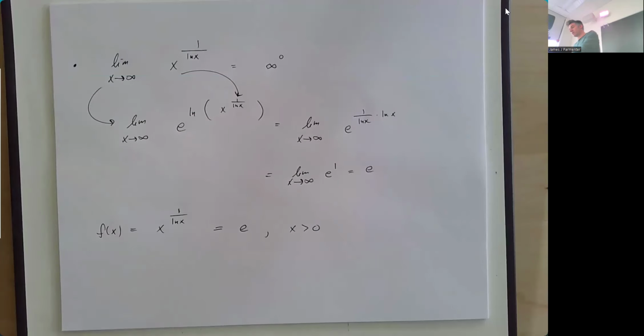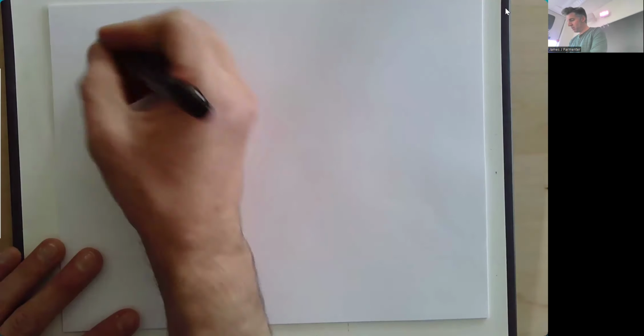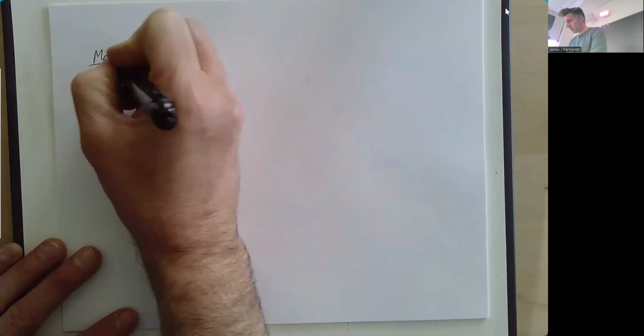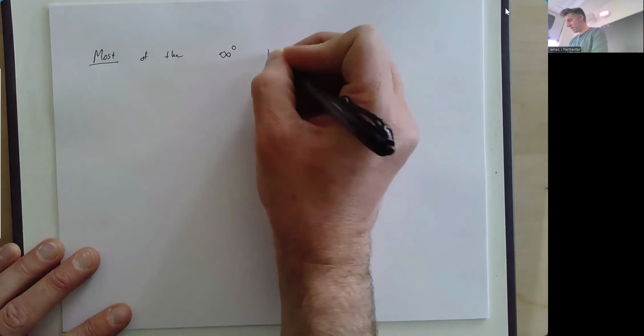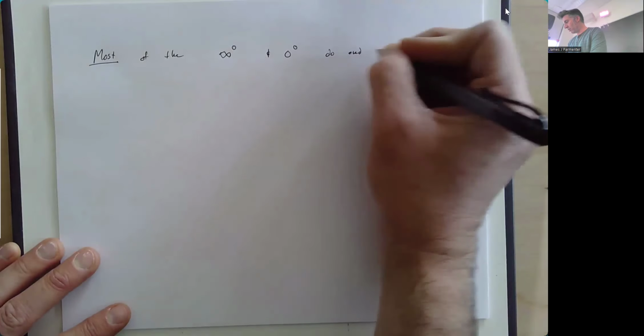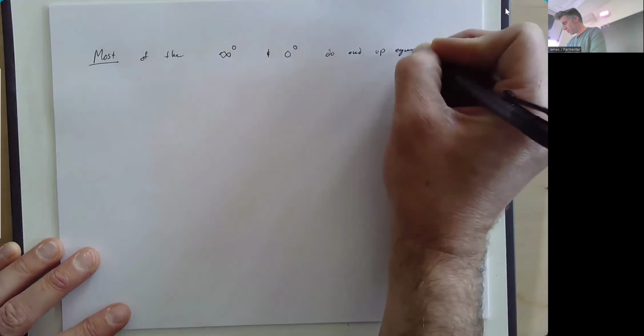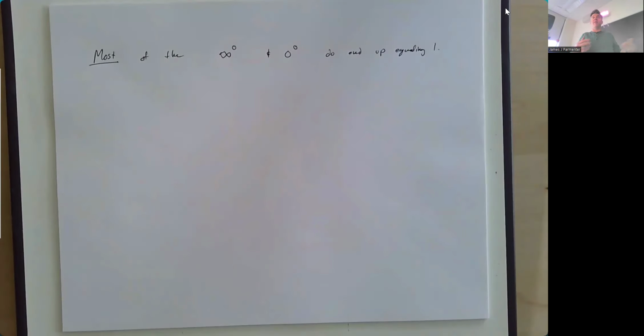Let's look at a more realistic example of an infinity to the 0 type of L'Hopital's rule question. Which I will say most of the infinity to the 0 types and 0 to the 0 types do end up equaling 1. Not all of them, as we just saw an example of one that was not equal to 1, but most of the time they do.